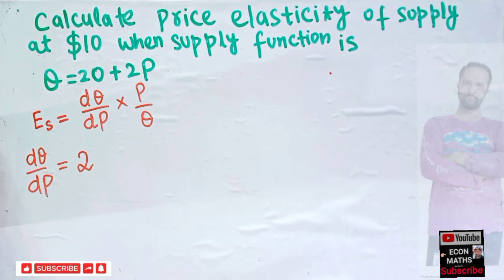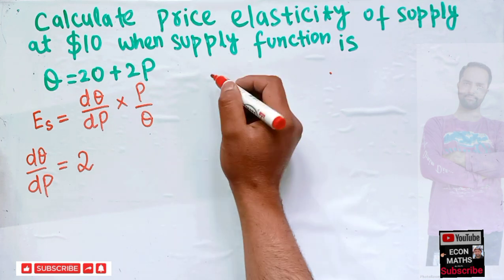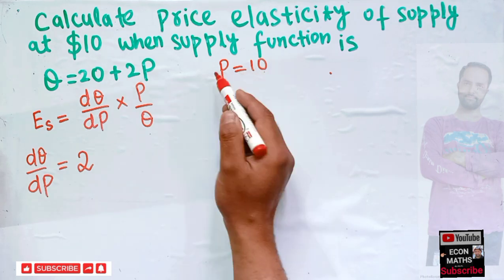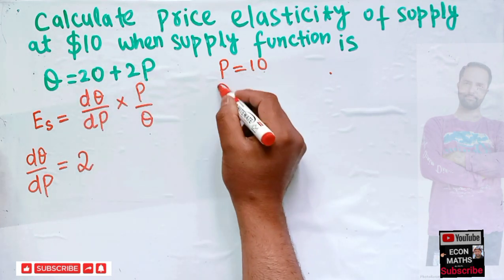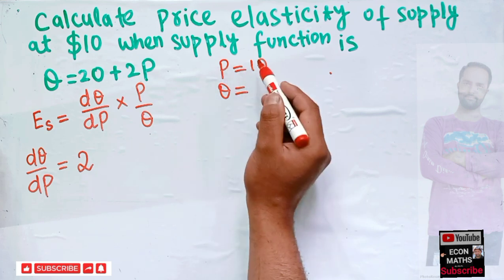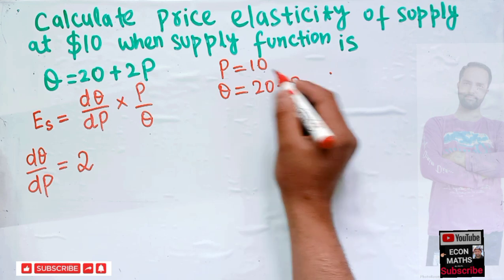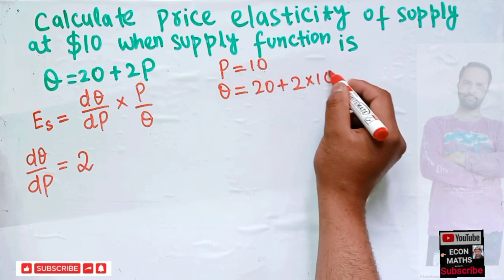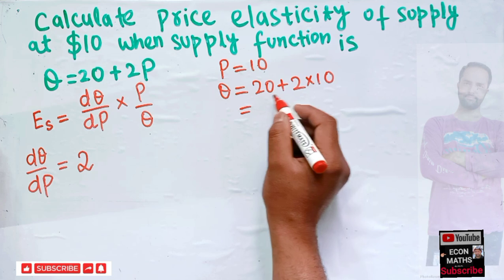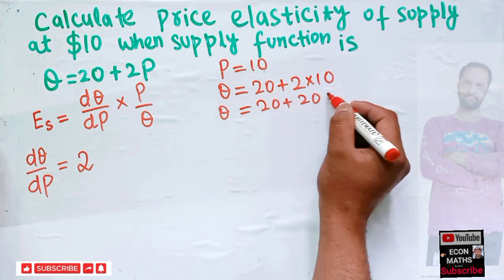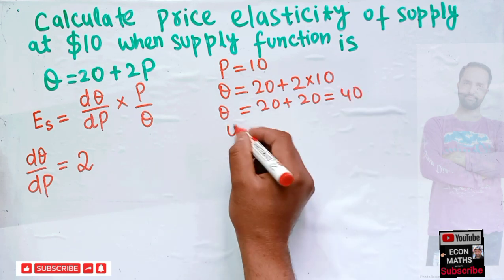Now coming to the question, we calculated this. Now we are told P is equal to $10. If P is equal to 10, what will be Q? Let's calculate Q. Just plug P equal to 10 into this equation, so we have 20 plus 2 times 10, so this becomes 20 plus 20, which comes out to be 40. So our Q is equal to 40.